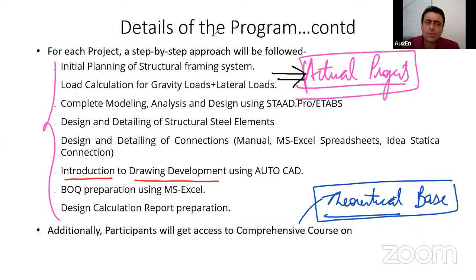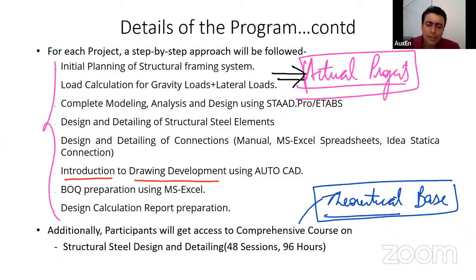So of these 2 online courses that we have conducted, one is a detailed course on structural steel design and detailing. It was a comprehensive course, 48 sessions, 96 hours, that we have conducted in the past, covering the entire structural steel design through manual calculations, through codal provisions, everything. So this will form the theoretical base for you. Because when you start doing an actual project, you will need some theoretical base. So this is the first course which will be part of your package. This has been conducted earlier, but it will be added to your package so that you can refer to these courses whenever you need some theoretical understanding.